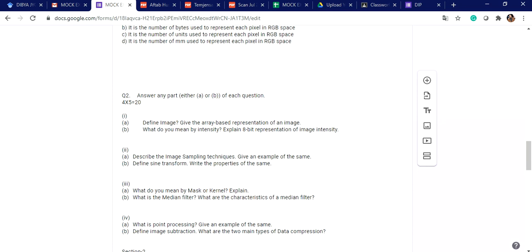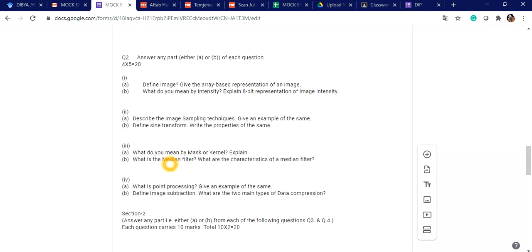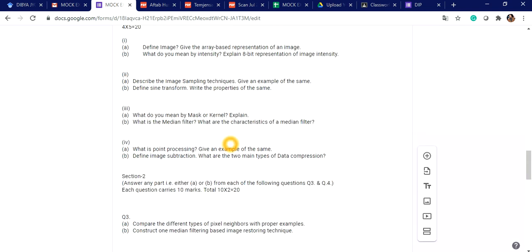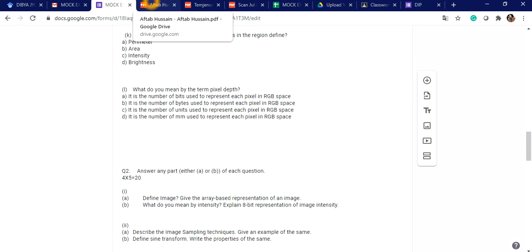Similarly, what do you mean by intensity? Explain the 8-bit representation of image intensity. Image intensity, you know, the intensity is actually what? Representing the luminous value of the image. So for 8-bit, that is 2 to the power 8, how much is it? That many gray levels you can represent with 8 bits, isn't it? So similarly, these are the questions. You can take a screenshot. I'm going to take one answer sheet. Let's take this one.